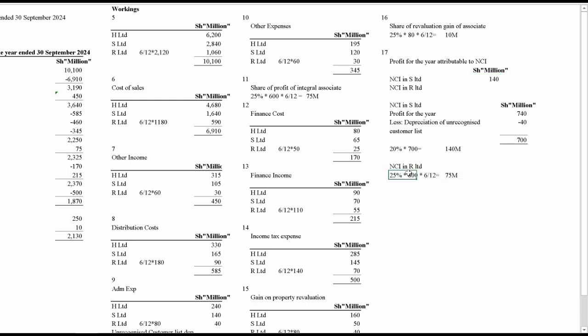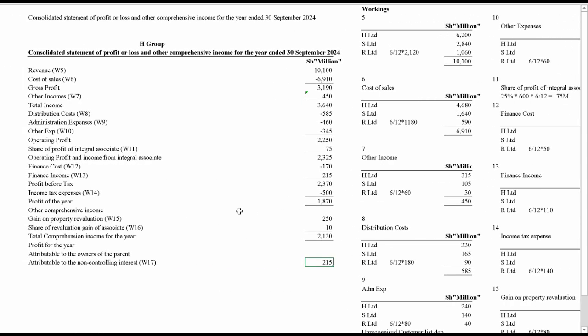For R, we are going to get the 25%. We have been given the profit to be 600, but it was a subsidiary for 6 months. So we get 75. So the total profit for that is 215. So we get our 215 from that. So we raise the total profit or the profit of the year from 1870. So we are going to get 1655 as the attributable to the owners of the parent. So we get now to total comprehensive income for the year.